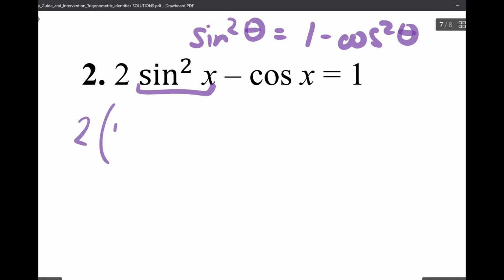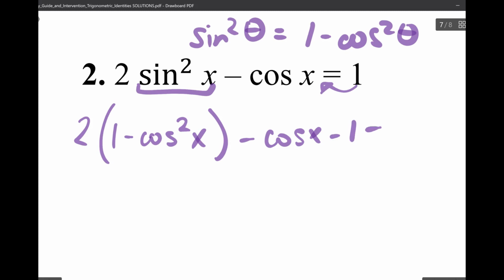So I have 2 times 1 minus cosine squared x minus cosine x. And I'm just going to bring this 1 over to the other side, so minus 1 equals 0.